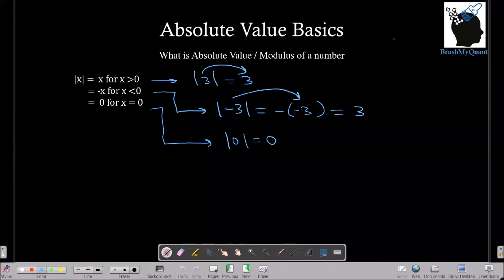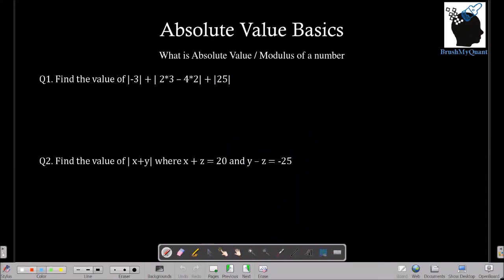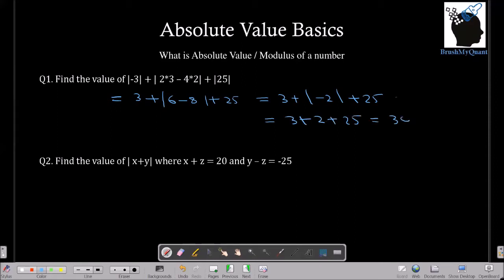Now let's solve some problems on absolute value. You can pause the video and give it a shot. Okay, so let's try it out. Find the value of mod of minus 3 plus mod of 2 into 3 minus 4 into 2 plus mod of 25. Now we know mod of minus 3 will be 3, plus 2 into 3 is 6, minus 4 into 2 is 8, plus mod of 25 will be 25. So this becomes 3 plus mod of minus 2 plus 25, which is nothing but 3 plus 2 plus 25, which is nothing but 30.